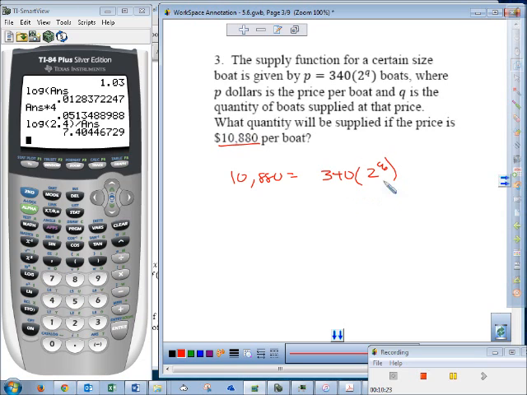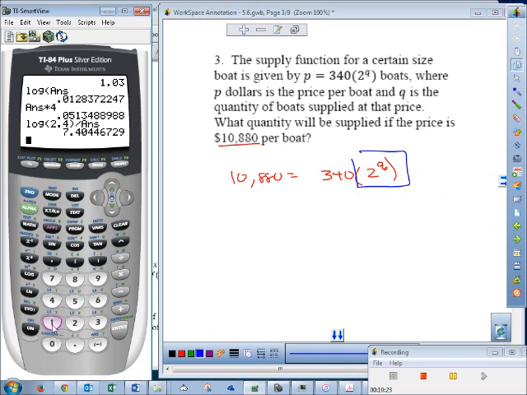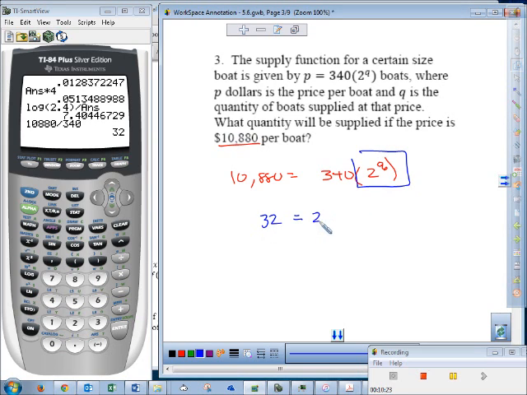What's your first move, though, before you can log both sides? You don't want to log both sides first. You got to get 2 to the Q all by themselves. So divide by 340. 10,880 divided by 340. Oh, nice. 32 equals 2 to the Q.